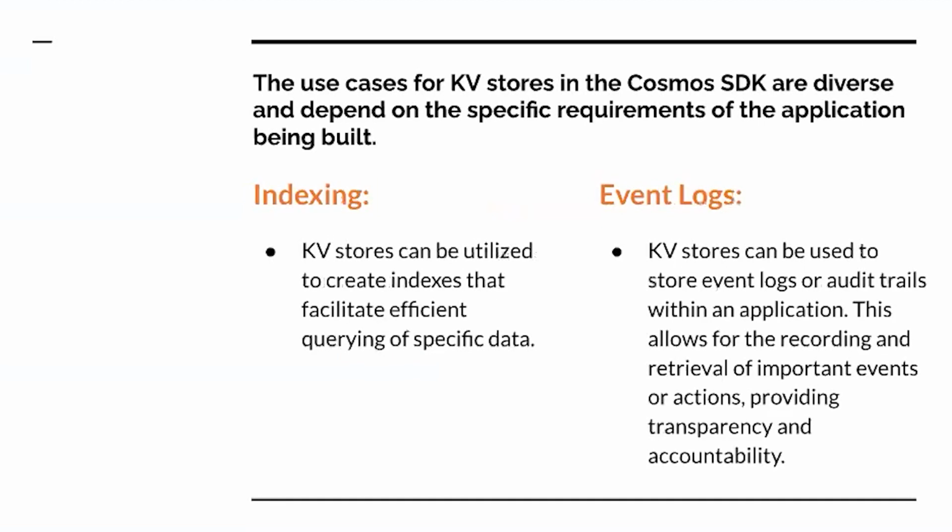Next is indexing. KV stores can be utilized to create indexes that facilitate efficient querying of specific data. For example, in a blockchain explorer, a KV store can be used to create indexes that enable fast searches based on transaction hashes or addresses or any other relevant data points. Then event logs are also useful. KV stores can be used to store event logs or audit trails within the application. This allows for recording and retrieval of important events or actions, providing transparency and accountability.